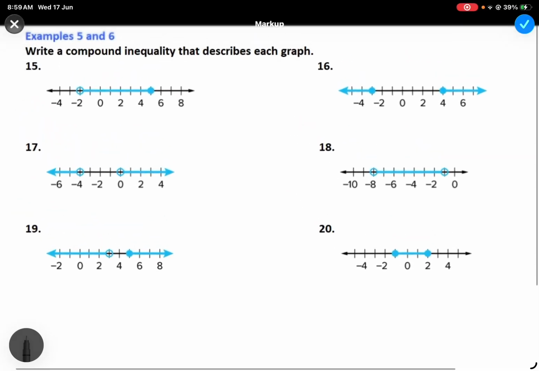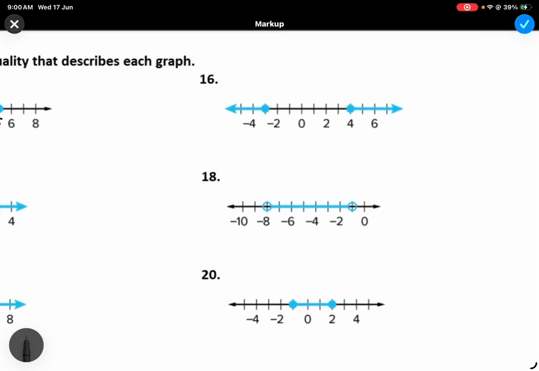Okay, this is the last page. Quite easy, I guess. So for question 15, the open circle is at -2 and the closed circle is at 5. The line is shaded between them. So -2 is less than m, which is less than or equal to 5, because it's between -2 and 5.